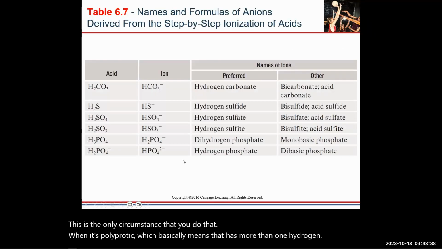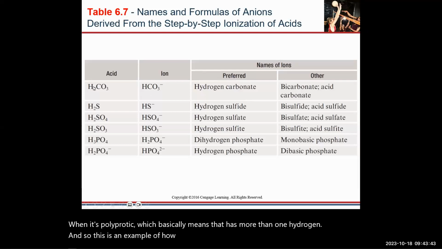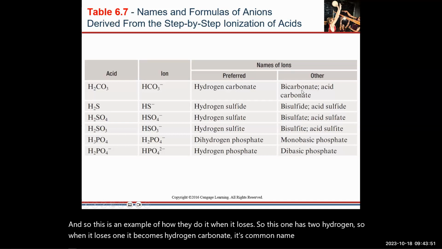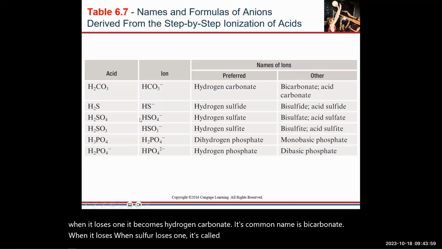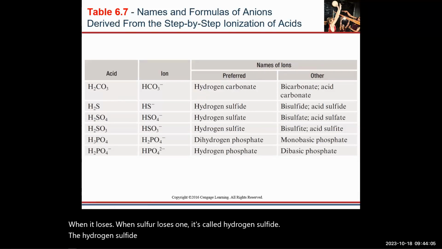Okay, and so this is an example of how they do it when it loses. So this one has 2 hydrogens. When it loses 1, it becomes hydrogen carbonate. Its common name is bicarbonate. When sulfur loses 1, it's called hydrogen sulfide, the hydrogen sulfide ion. Okay, do you guys see how that works? Yes, no, maybe.